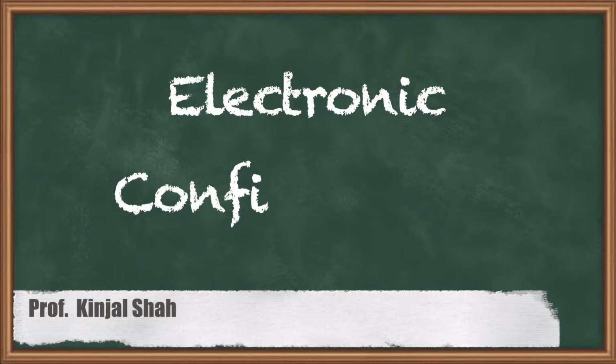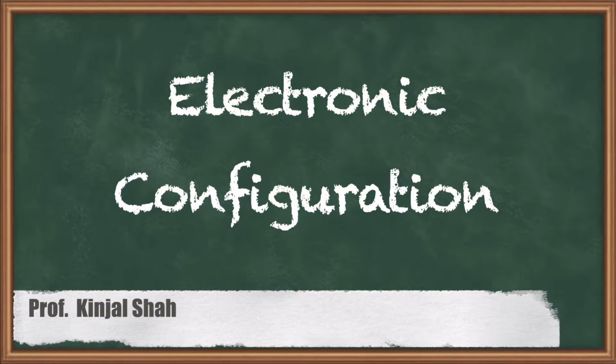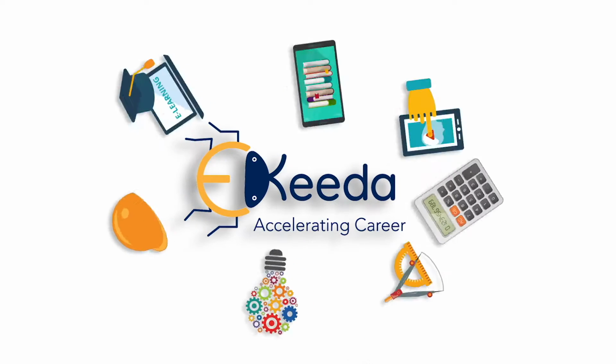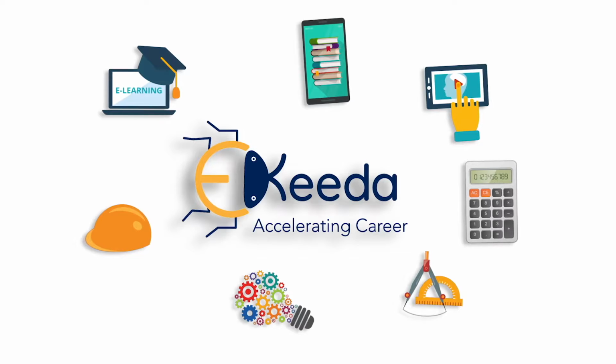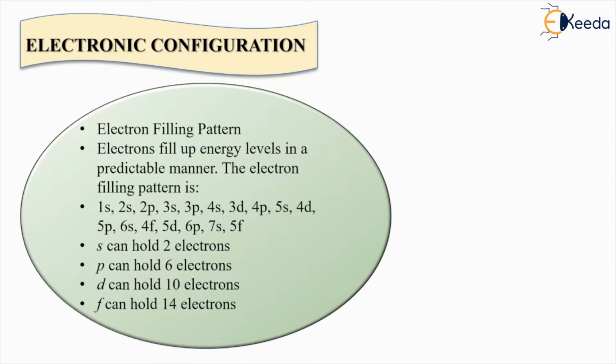Hello students, in today's class we are going to study the electronic configuration, and we will be studying different kinds of electronic configuration for different kinds of orbitals. So over here the first thing we are going to study is the electron filling pattern. Now every orbital, whether it is s orbital, p orbital, d orbital or f orbital, will have electrons present in it. And these electrons come under the electron filling pattern.